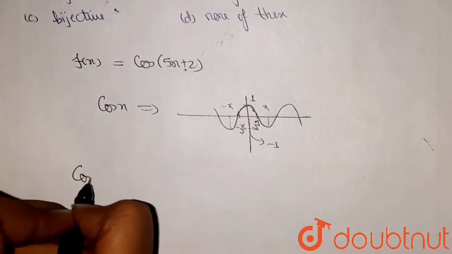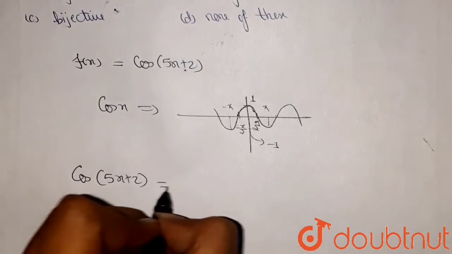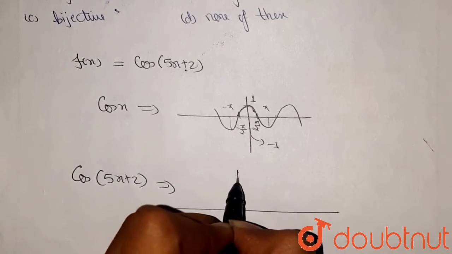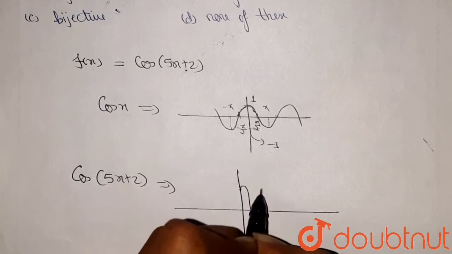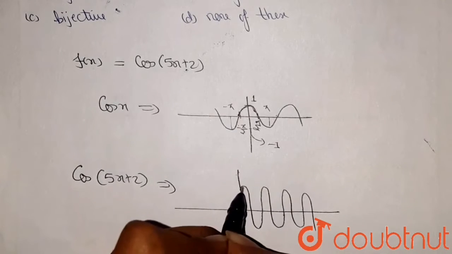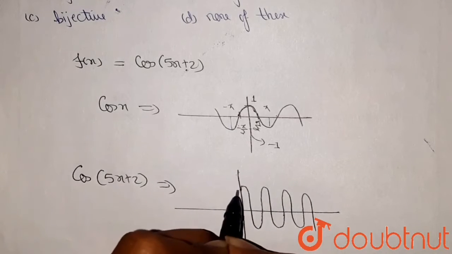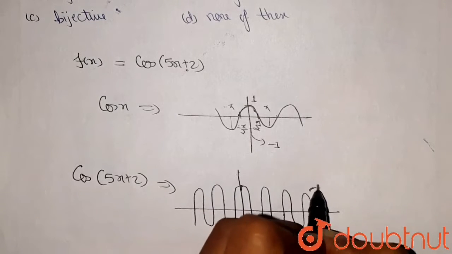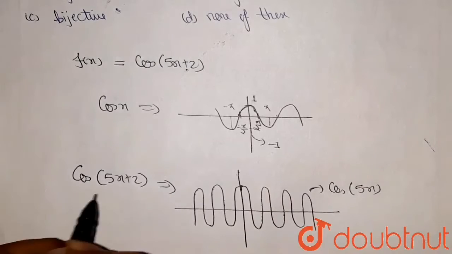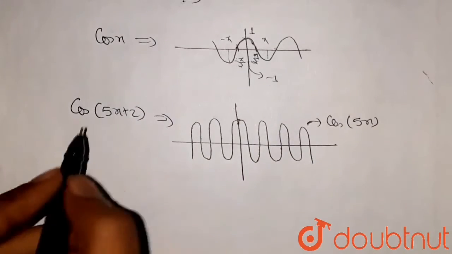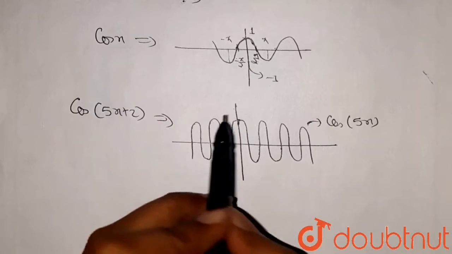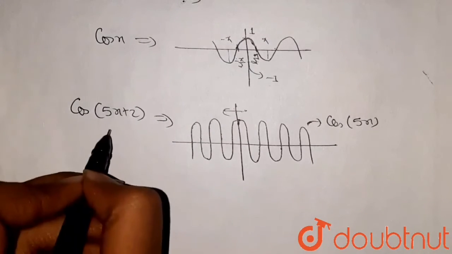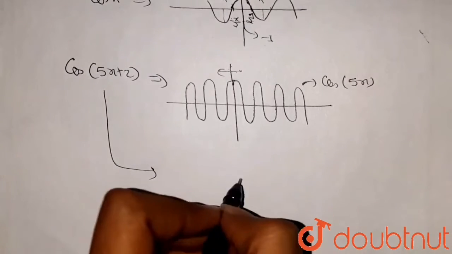So the graph of cos of 5x plus 2 will also follow the same basic nature but will look like this. Okay, it will be a bit compressed because here we have multiplied 5 with it, right? So it will be like this. Basically, this is the graph of cos of 5x, right? For the graph of cos of 5x plus 2, we have to shift this graph to the left hand side by 2 units, right? By 2 units. So the final graph of cos of 5x plus 2 will be like this.